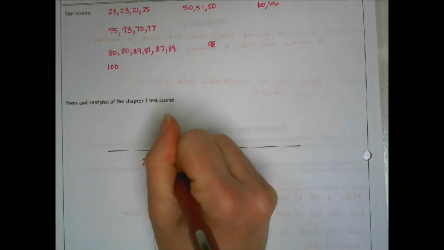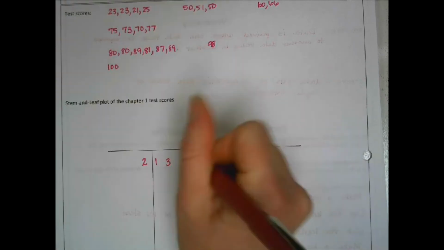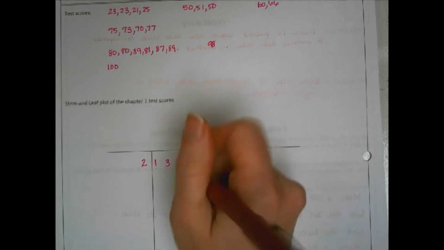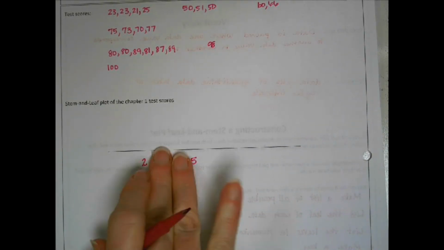My stem is a 2, my leaf is a 1, that's the 21. Then I have a 3 for 23 and another 3. So this is what step 3 meant. Even though 23 is a repeated data value, it represents 2 separate test scores. 2 separate people made a 23, so you have to put the 3 twice. And then a 5. So it's a 21, a 23, another 23, and a 25.